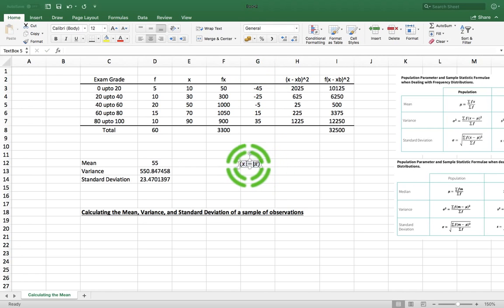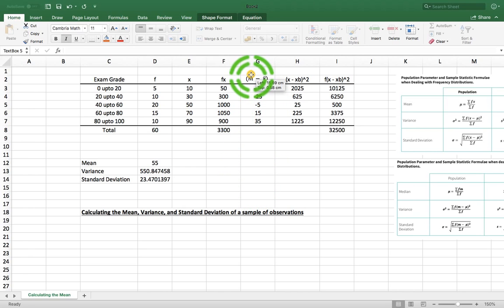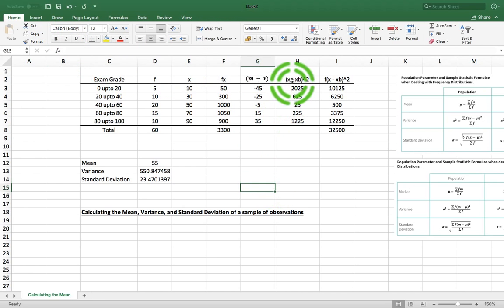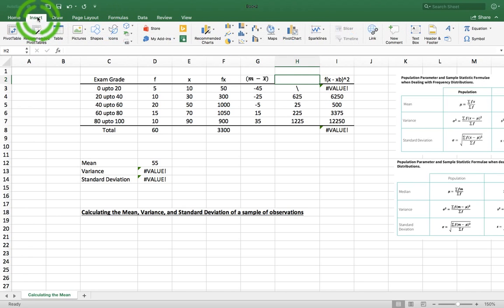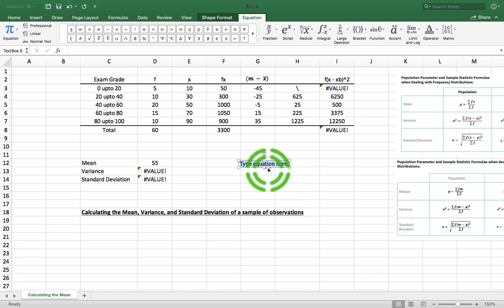So maybe I'll change this equation to m minus x bar, and let's put that up there where it should be. Maybe I can make that bold as well so that it blends in. And here I could put in another equation, just so that you can actually see, because this notation is a little bit trickier to understand. Let's insert another equation. Here's our equation, and I need a square this time, because I'm calculating the squares.